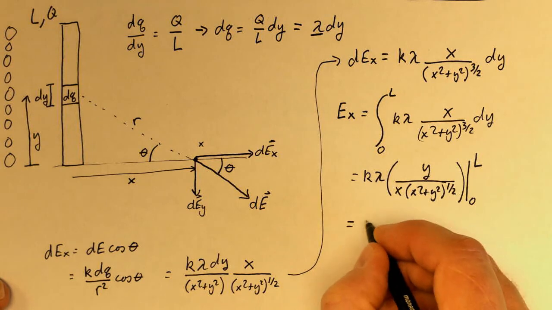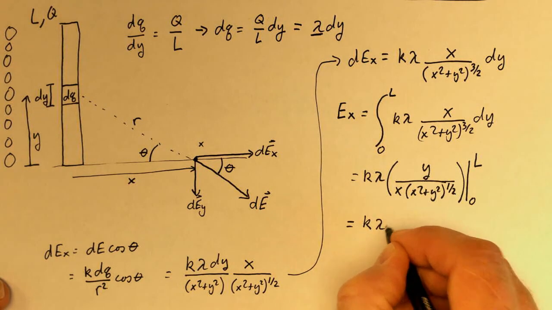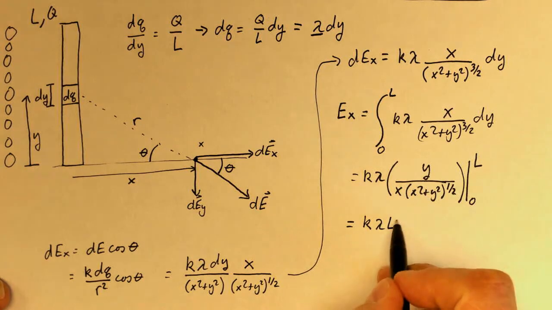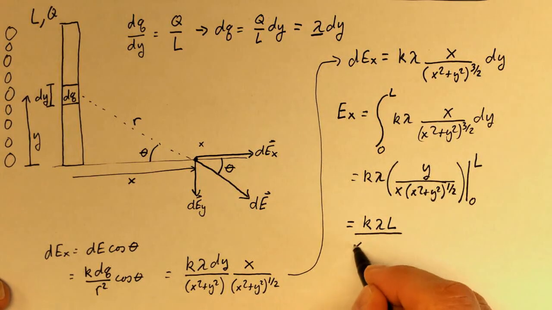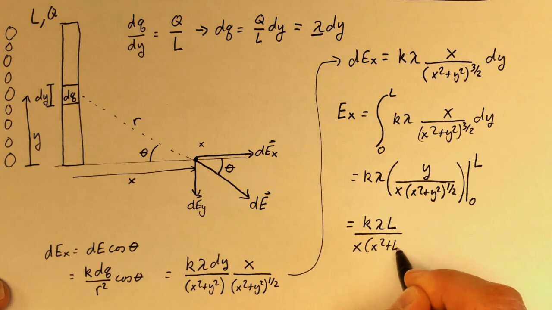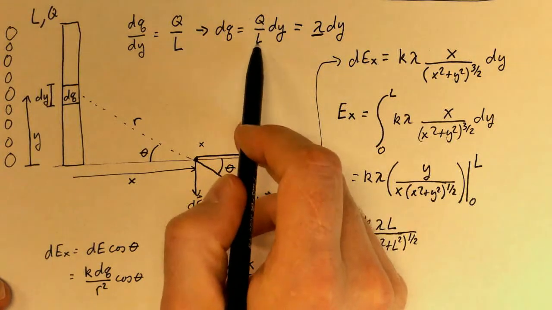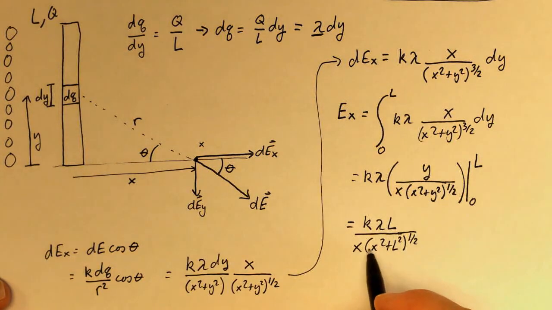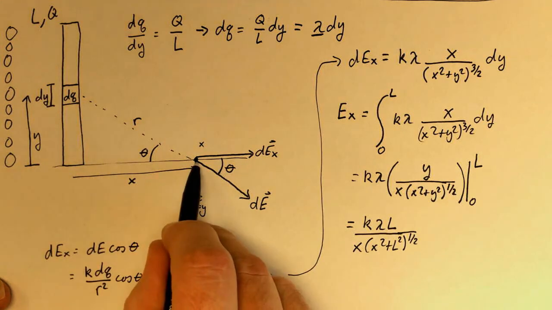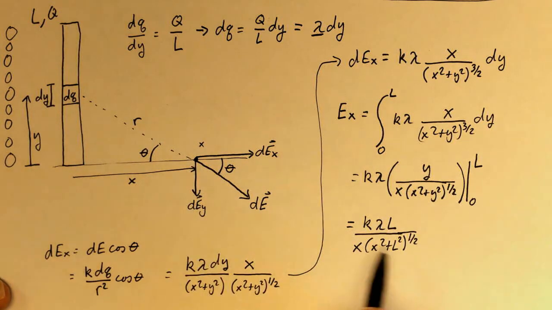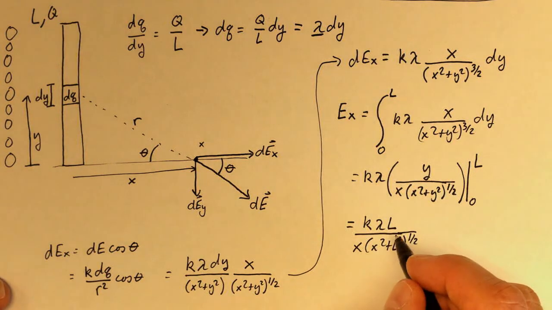So then, plugging L into this, I end up with k lambda L over x times the square root of x squared plus L squared. So make sure that's clear. And that is the x component for this entire rod in terms of things I know. My lambda is q over L, I know that one. X is where I'm measuring it at, so I choose what x is, and L is the length of the rod.